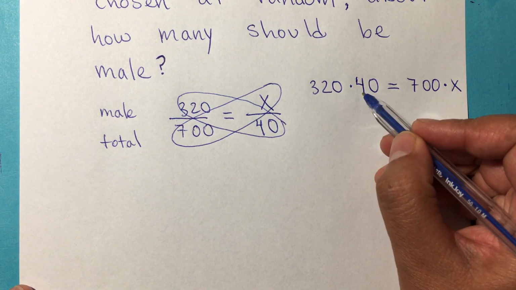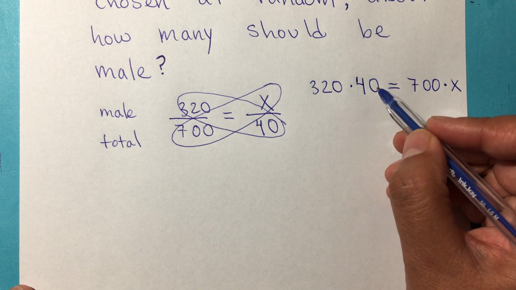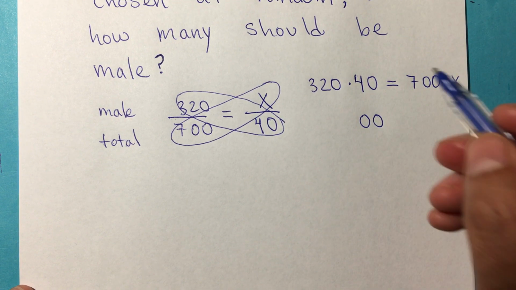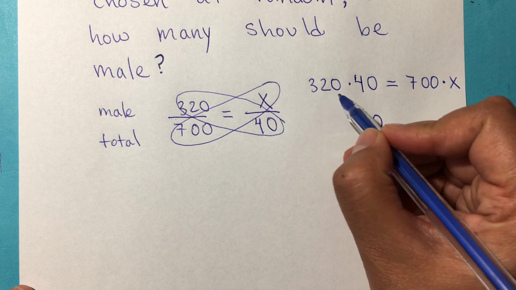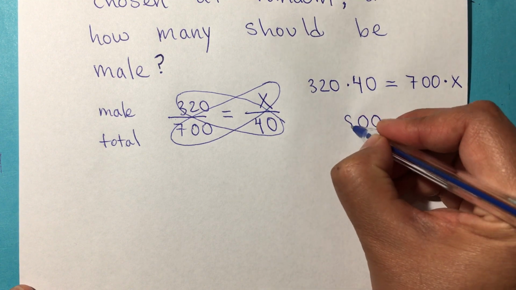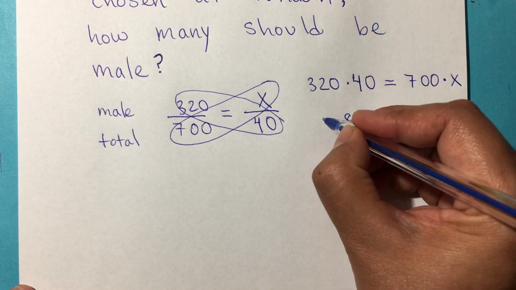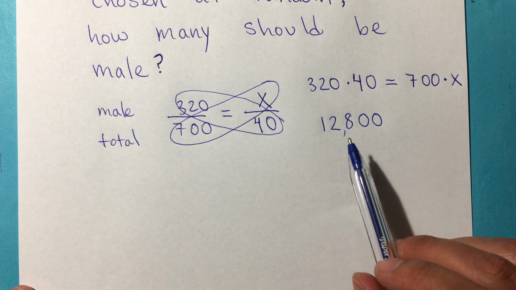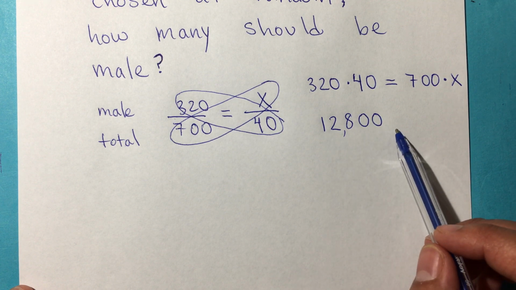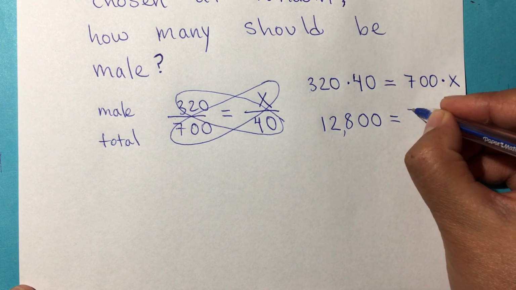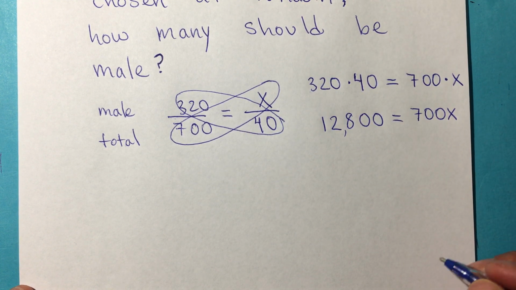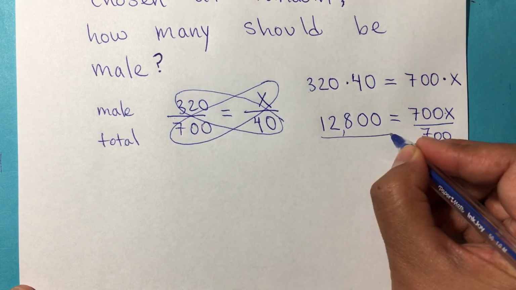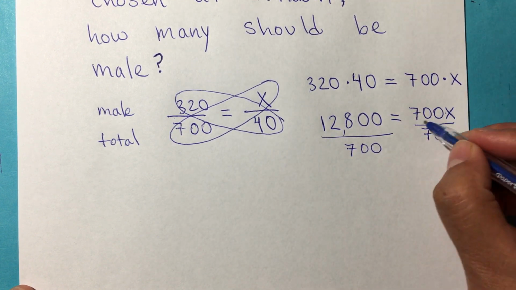Okay, so again, this is a 4 with a 0. So I can just put these 2 zeros aside and ignore them, and then start multiplying just the 4 with the 32. So 4 times 2 is 8. 4 times 3 is 12. So it's 12,800 equals 700x. If we're multiplying, the opposite of multiplication is division. We divide both sides by 700.